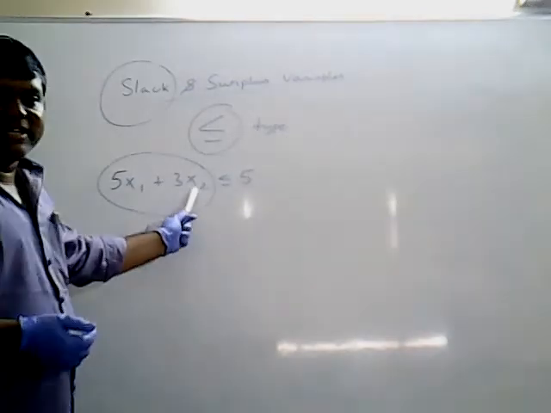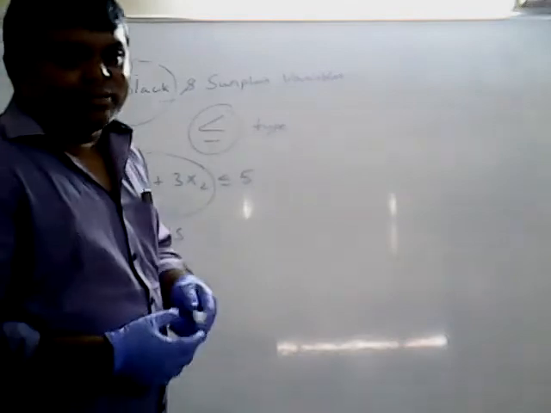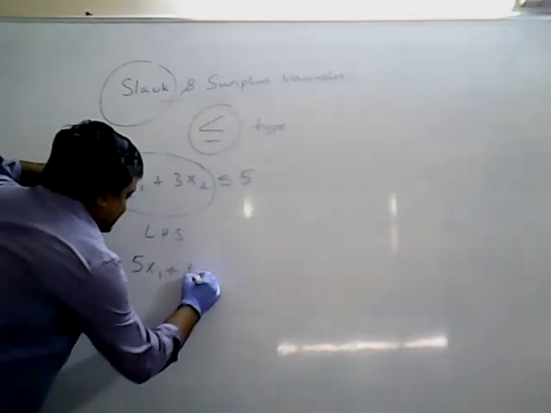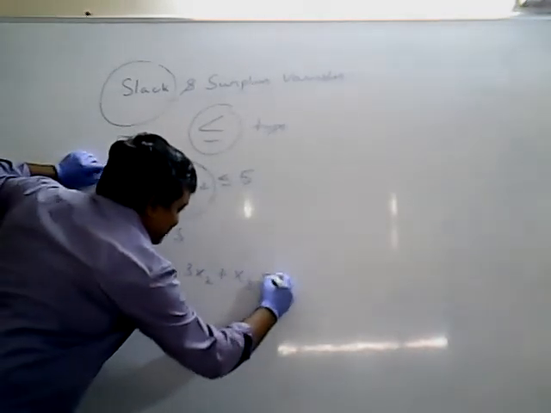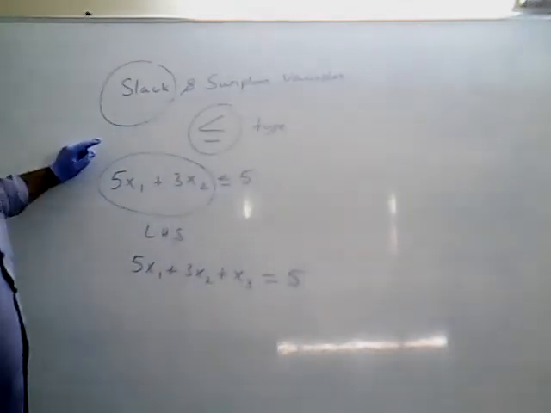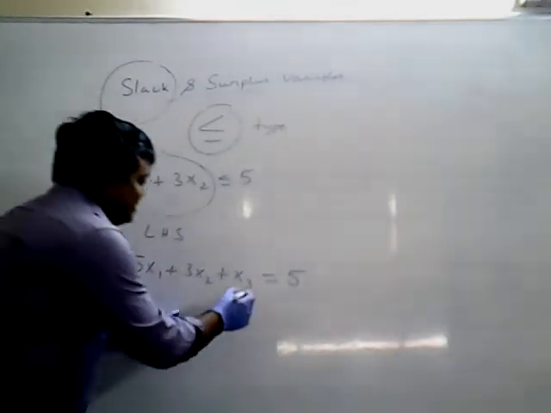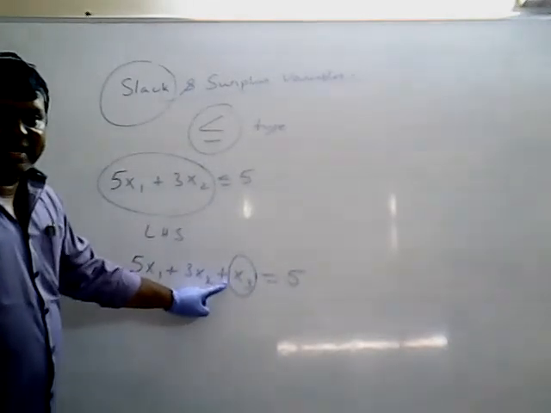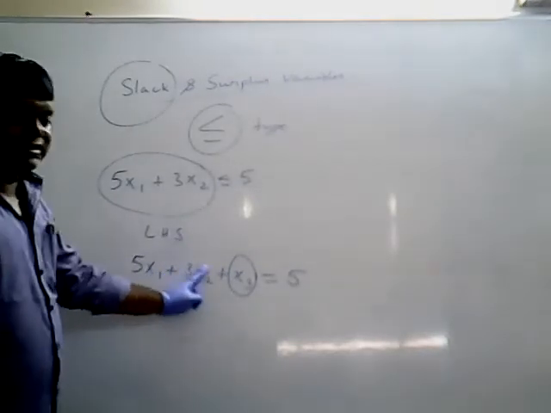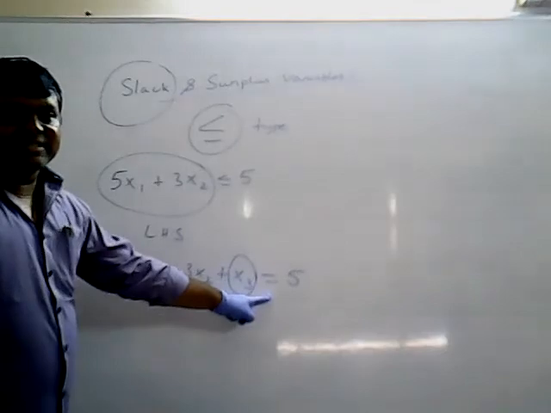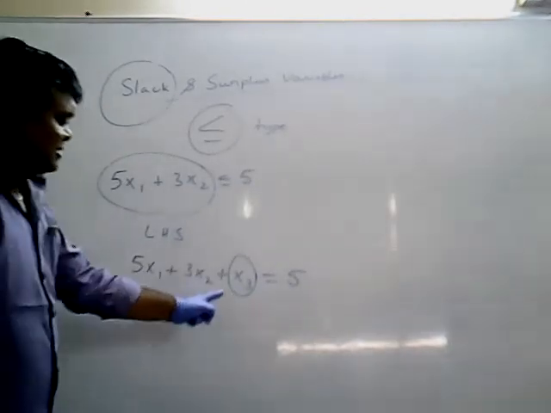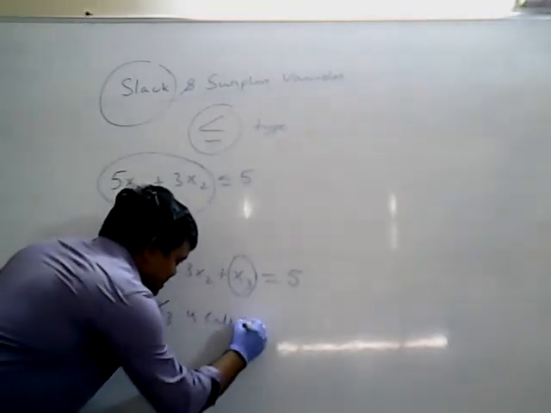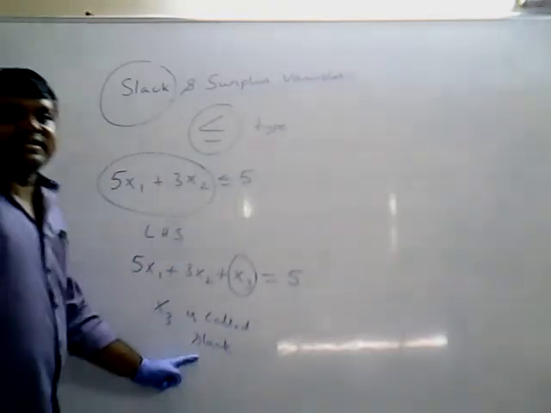Now how many variables are completed here? Two variables are completed, so I will take the next variable, x3. What do we get now? 5x1 plus 3x2 plus x3, so that inequality becomes equal to 5. Now read the definition. The non-negative variable, is this non-negative or not? Which is added to the LHS of the constraint to make it as equal type is called slack variable. And x3 is called slack variable.